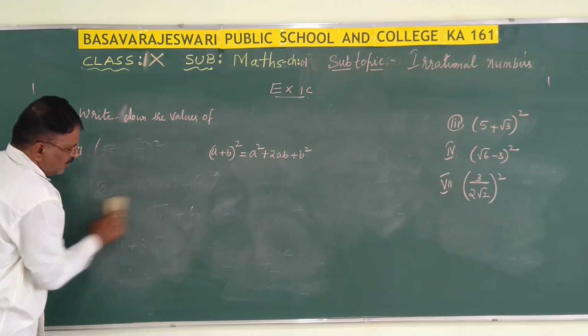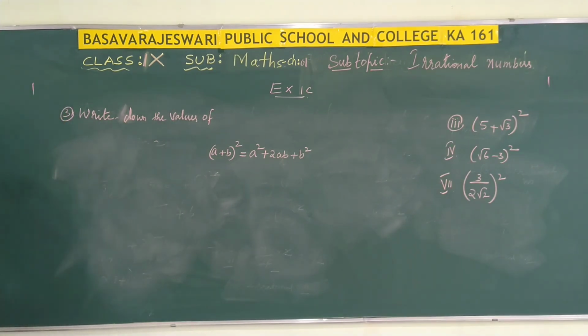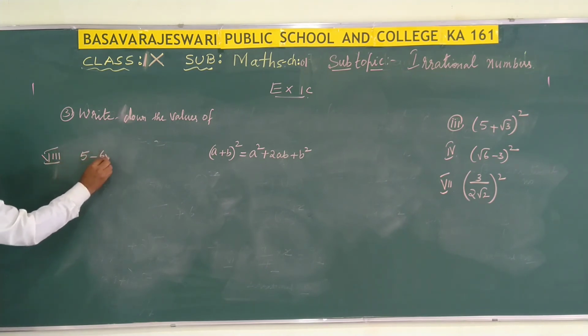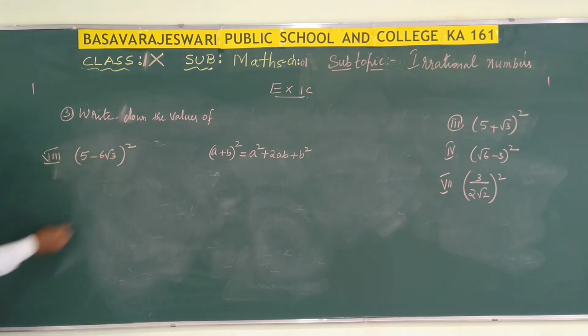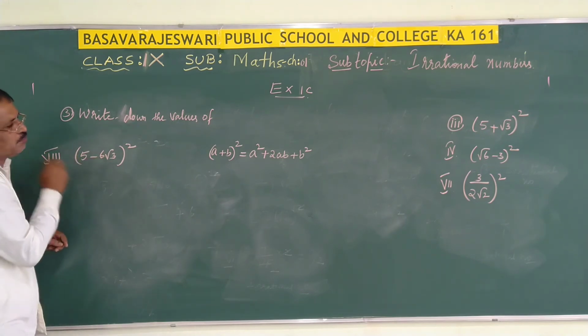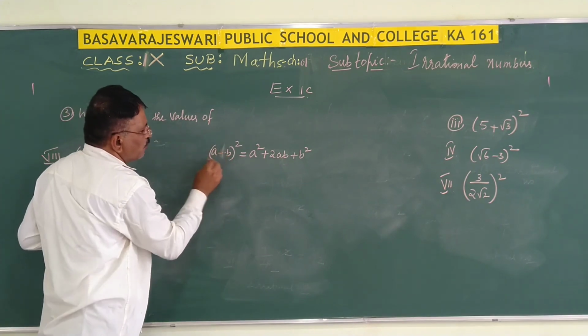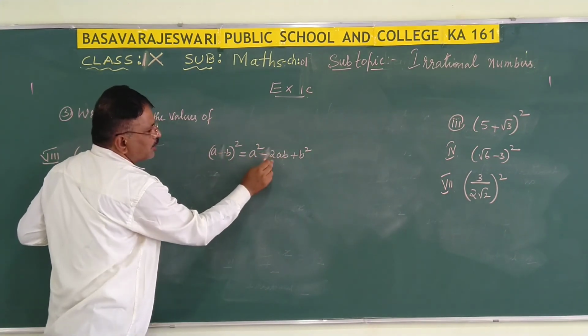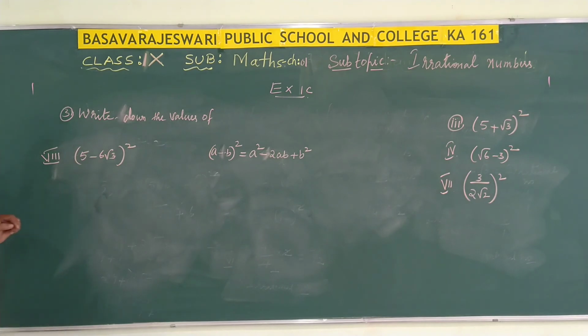Yes, sir. Today's last question, that is the 8th question: 5 minus 6 root 3 whole square. This is in the form of a minus b whole square. So the a minus b whole square formula is a square minus 2ab plus b square. Here a is 5, b is 6 root 3.